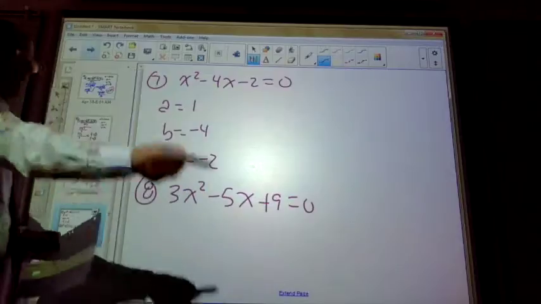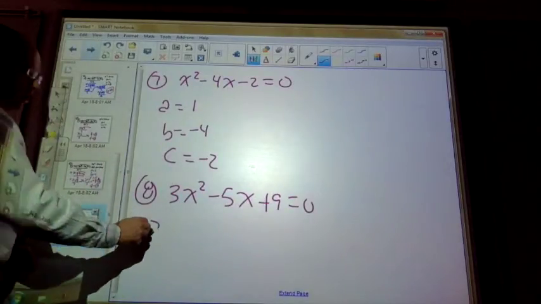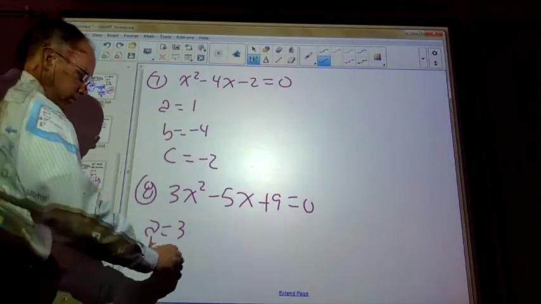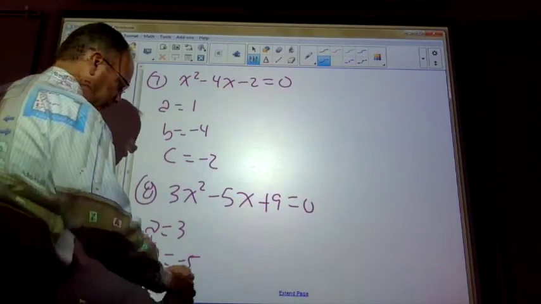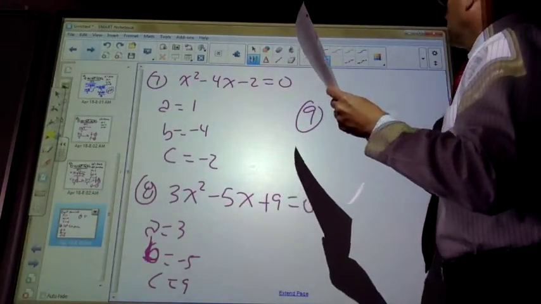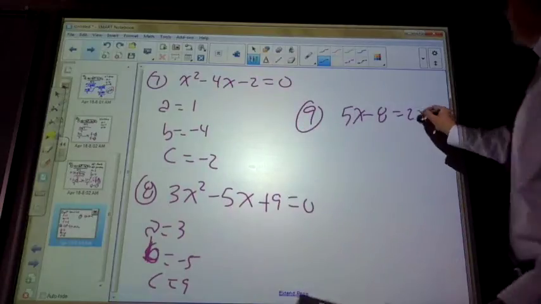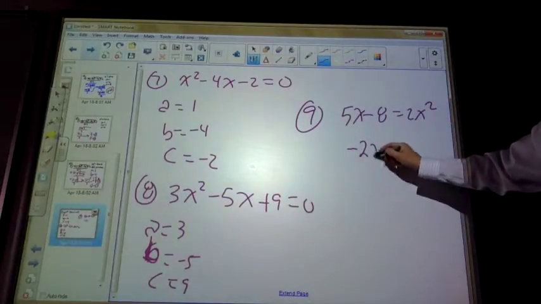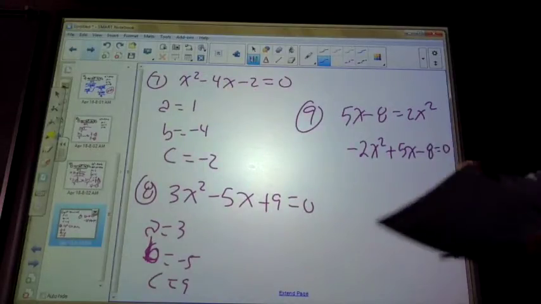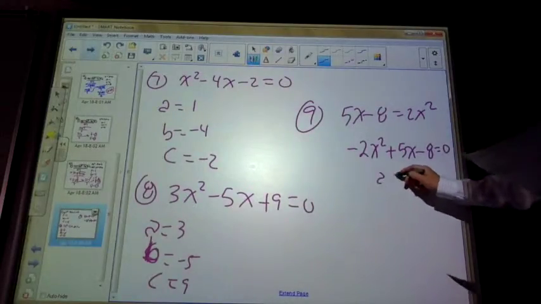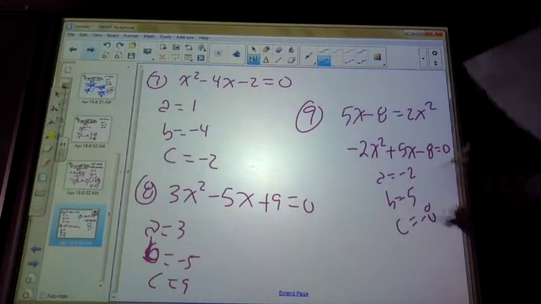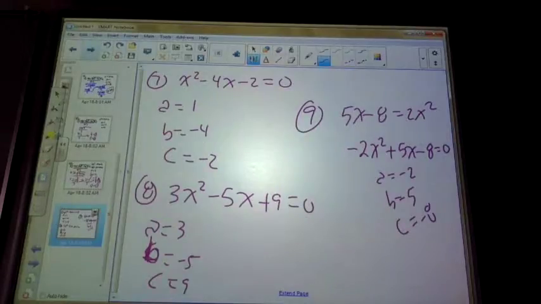So it was equal to 5x. You have to move the 5x over. Make sure your A, B's, and C's are this. B, that's a B value. Number 9, you had this, so make sure you move your 2x squared over. It becomes negative. So then your A value is -2, your B value is 5, and your C value is -8. So that's just how you would have to walk through those.